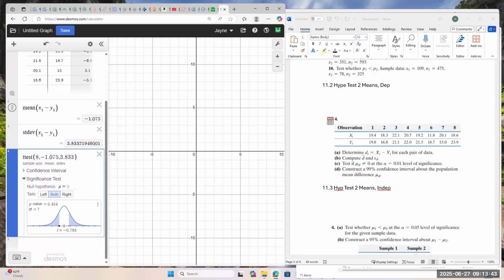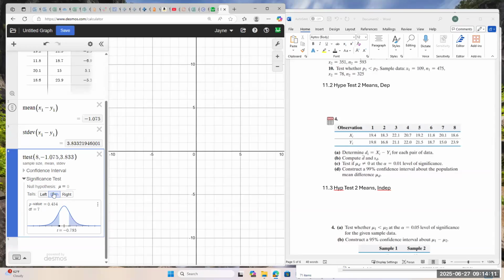And then I see what was my hypothesis. Oh, we didn't have one there. Oh, yes. Test if the mean of the paired differences is not equal to 0. So that would just be a two-tailed test, right? The null is that the mean of paired differences is 0. The research hypothesis is that it's not 0. So I'm checking both sides.